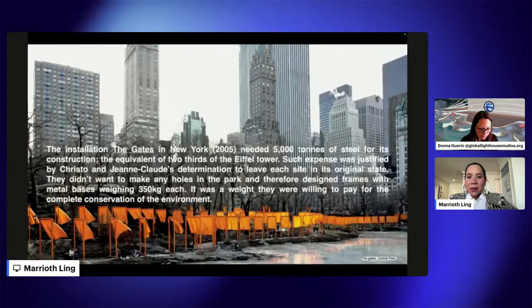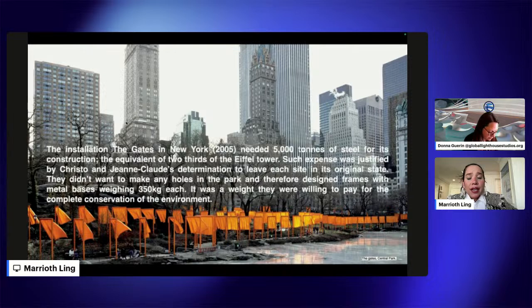So these installations that you see here, this one was in New York. The Gates needed 5,000 tons of steel for its construction, which is the equivalent of two-thirds of the Eiffel Tower in Paris.